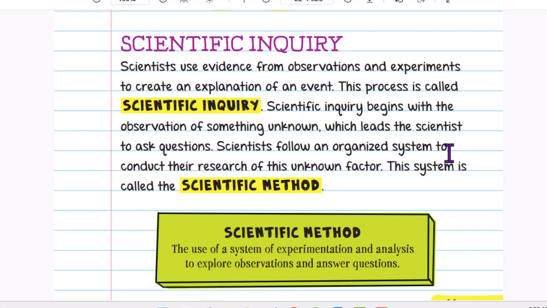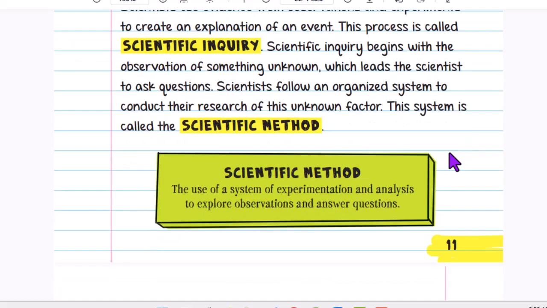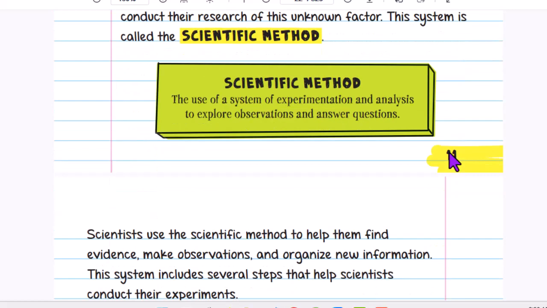event. This process is called scientific inquiry. Scientific inquiry begins with the observation of something unknown, which led the scientist to ask questions. Scientists follow an organized system to conduct their research of their unknown factor. This system is called the scientific method.